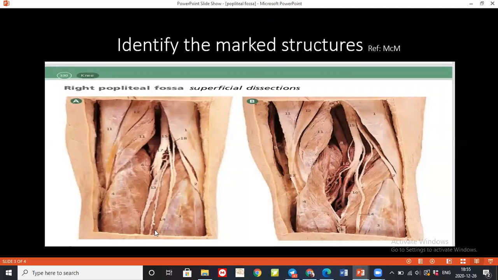All right, and then 14 is sural nerve. 13 was small saphenous vein. See, this is a lumen kind of thing. And then what was 16? What is 16? It's some vessel. I'm trying to locate it myself.